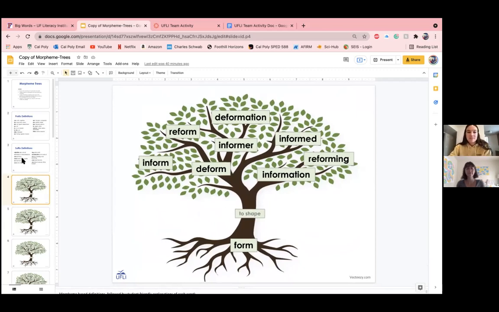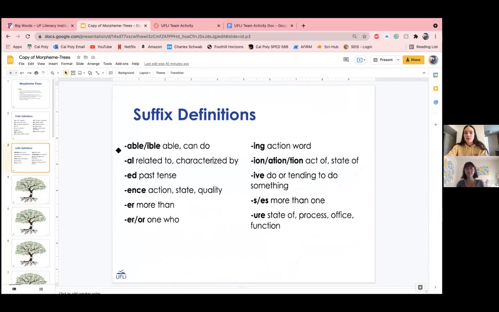So now let's look at some suffixes. Suffixes go at the end of the word. So this also changes the word. Able or ible is able or can do. What does al mean? Related to or characterized by. And then ed is past tense. Ence means action, state, or quality. Er means more than, or could also mean one or who.